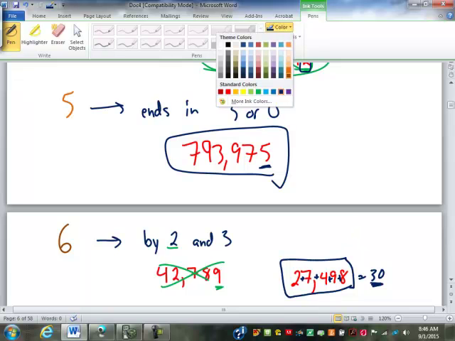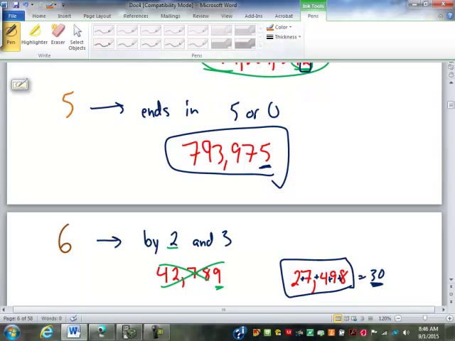Now again, to me that rule is complex and complicated enough that I'd rather just divide by 2 and then by 3 and get it over with and not have to worry about figuring out if it's divisible by 6.